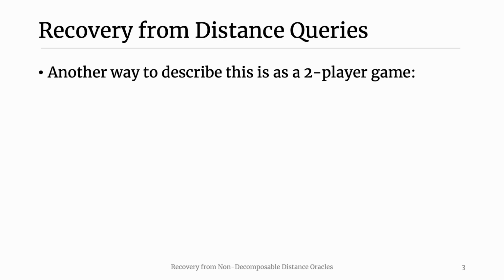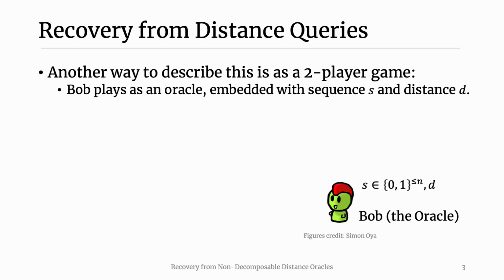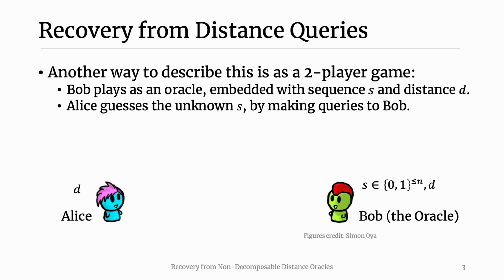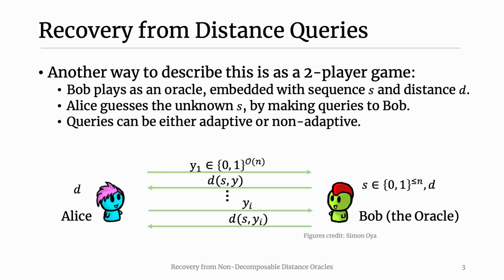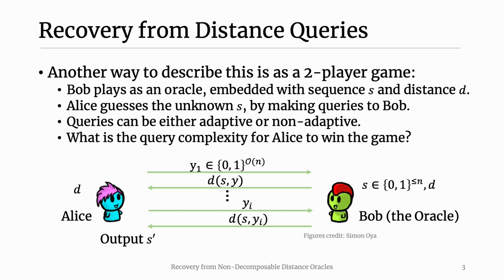Another way to describe this problem is to use a two-player communication game. We have Bob, which is an oracle, embedded with an input sequence S and a distance function d. The player Alice wants to guess the sequence S by selecting a set of queries and sending them to Bob, and Bob returns the distance between the input sequence S and the query y. The queries can be either adaptive or non-adaptive, and finally Alice outputs her guess of the sequence S. The goal of Alice is to make as few queries as possible.